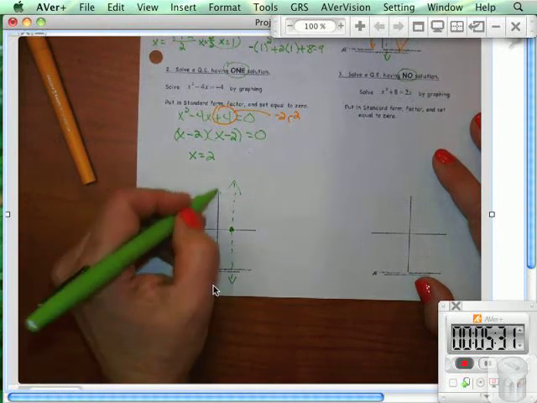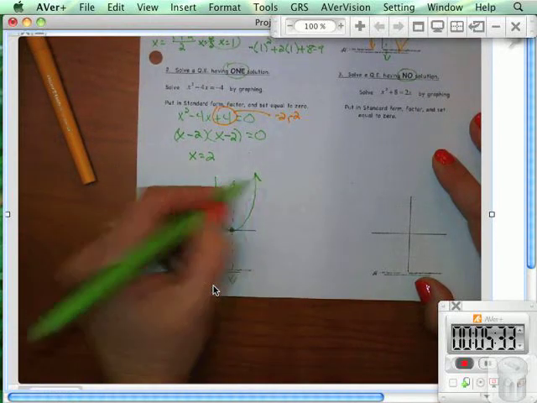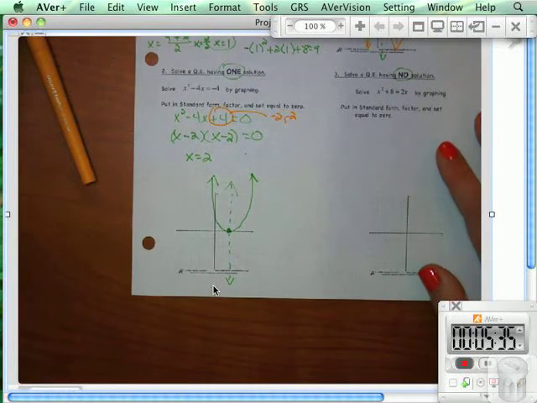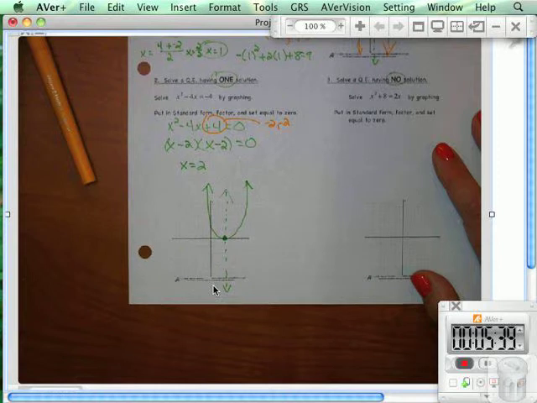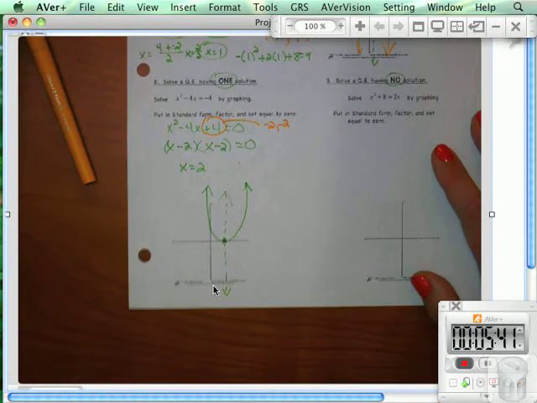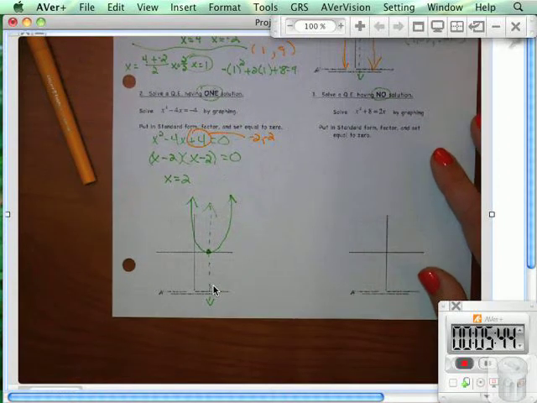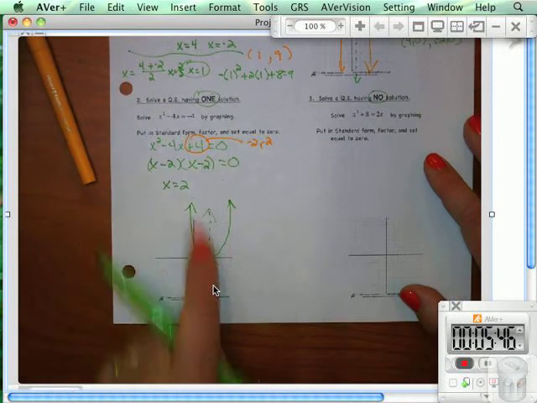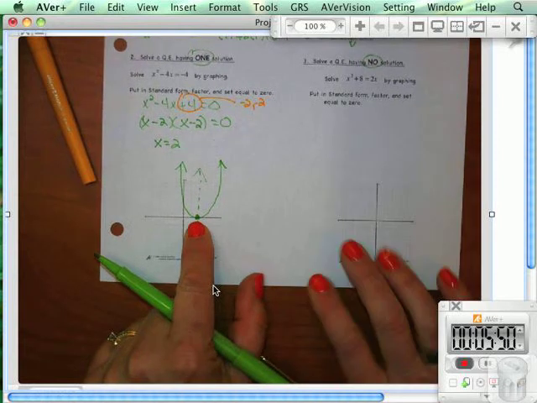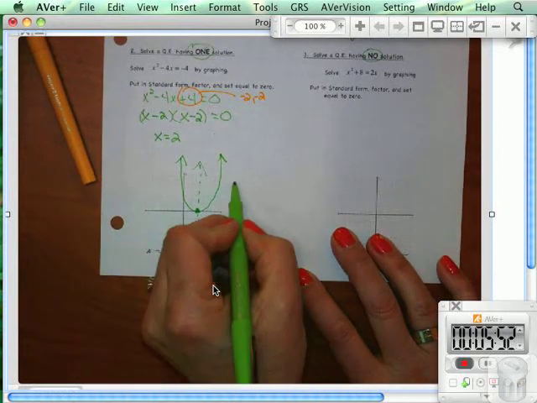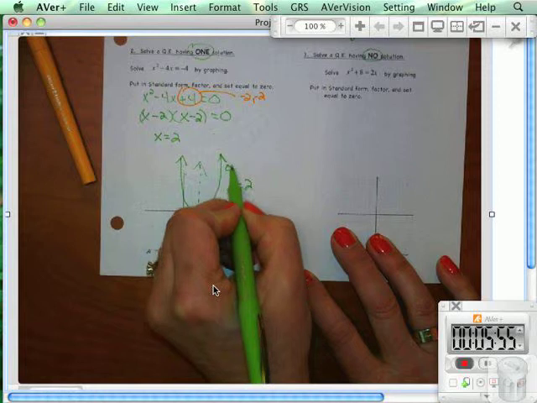So we can really, at this point, just sketch it. We don't need any other points. You could, if you wanted to. You could pick an x value, plug it in, find another point, right? But the goal here, what's the goal? The goal is to solve. Did we solve it? We found out where it hits the x-axis. So my solution is x equals 2, and there's only one solution here.